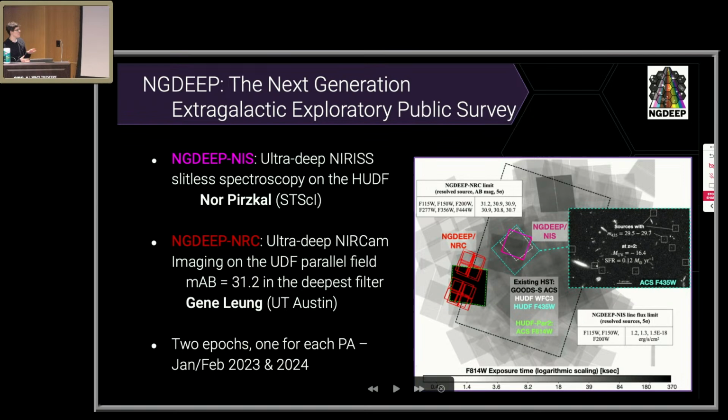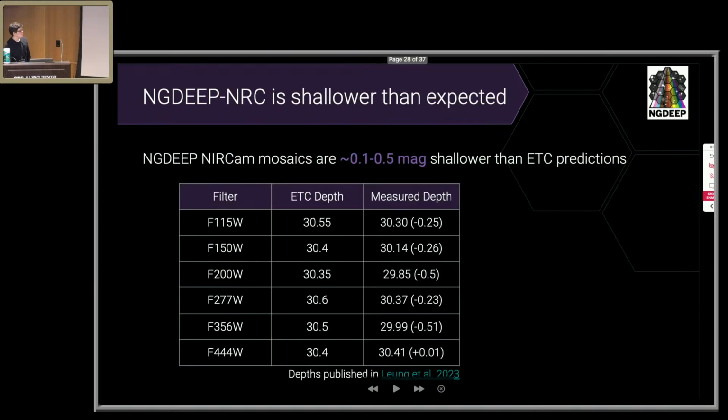The observations were split into 2 epochs. We didn't have enough time in our observing window this past February to get all of it, so we got 1 PA. We're going to come back next February and get the second PA at a 3-degree difference. And Nathan mentioned this, but one of the things we've encountered is that the NGDeep NIRCam images were shallower than expected. I would be very interested in talking to Nathan because this is a problem that we still consider unsolved. We do not understand where it's coming from.